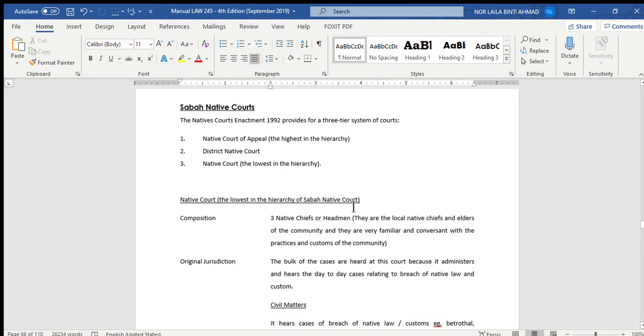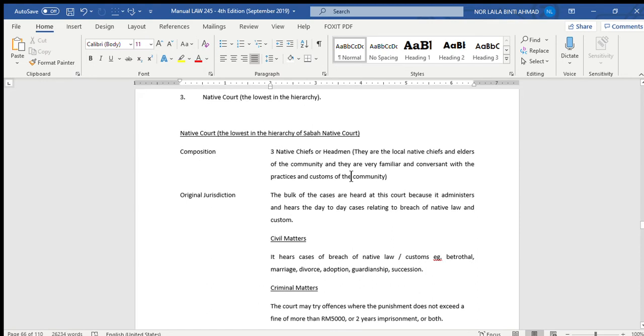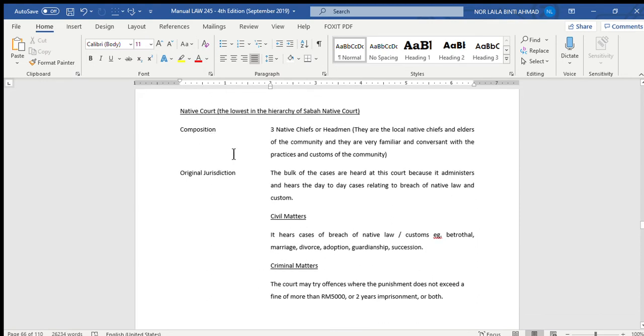So the Native Court, this is the lowest in the hierarchy of Sabah Native Court. Its composition, there will be 3 native chiefs or headmen, and they are the local native chiefs and elders of the community, and they are very familiar and conversant with the practices and customs of the community. In other words, they are qualified, because they have knowledge in regard to the custom and native law. Native court has original jurisdiction because the bulk of the cases are heard at this court because it administers and hears the day-to-day cases relating to breach of native law and custom.